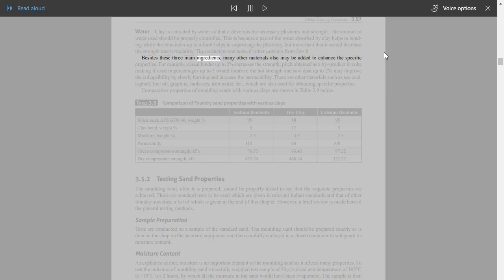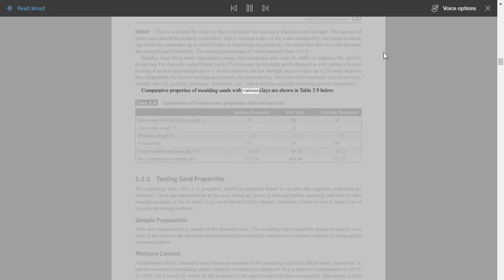Besides these three main ingredients, many other materials also may be added to enhance specific properties. For example, cereal binder up to 2% increases the strength, pitch, a byproduct in coke making, if used in percentages up to 3 would improve the hot strength, and sawdust up to 2% may improve the collapsibility by slowly burning and increase the permeability. There are other materials such as sea coal, asphalt, fuel oil, graphite, molasses, iron oxide, etc., which are also used for obtaining specific properties.